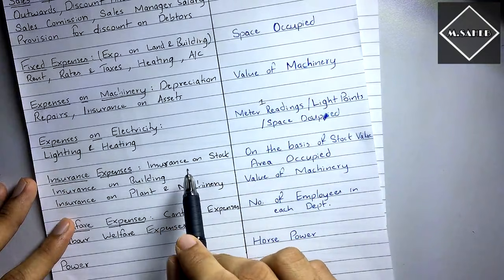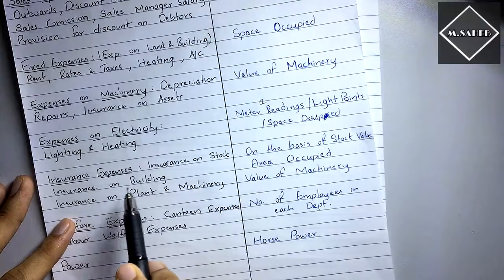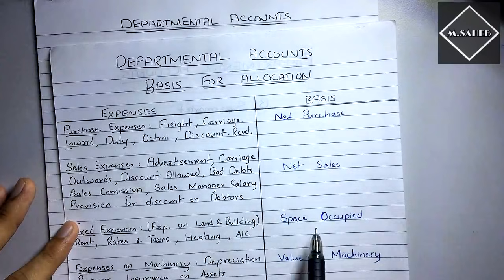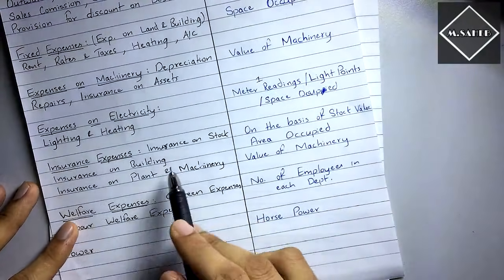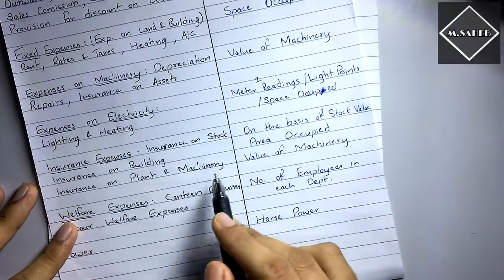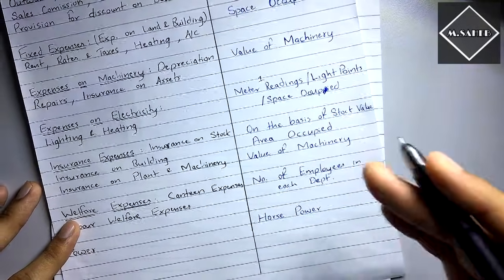Next here we have insurance on building. Now insurance on building. So building means what? I told you, building means area occupied. Space occupied. So on that basis, you have to divide that insurance on building. Area occupied. Next we have insurance on plant and machinery. That is value of machinery. How much machinery is being held by each of the departments?